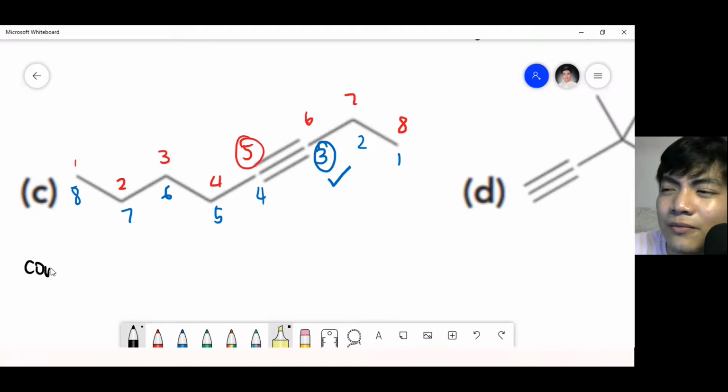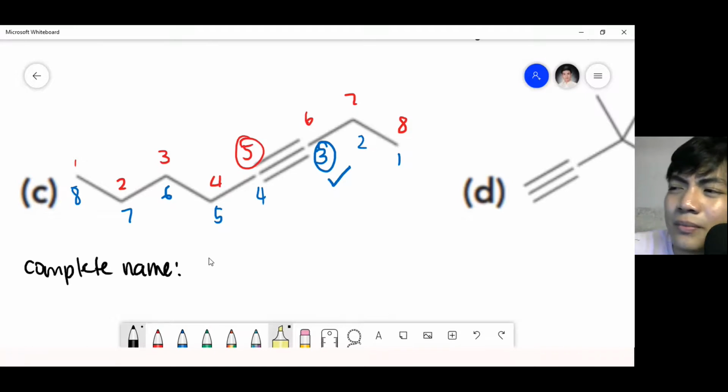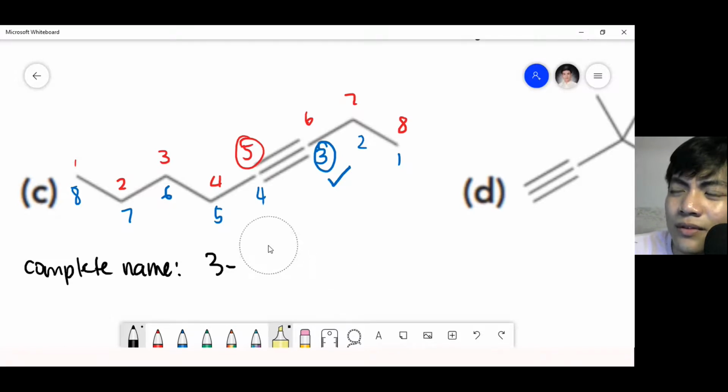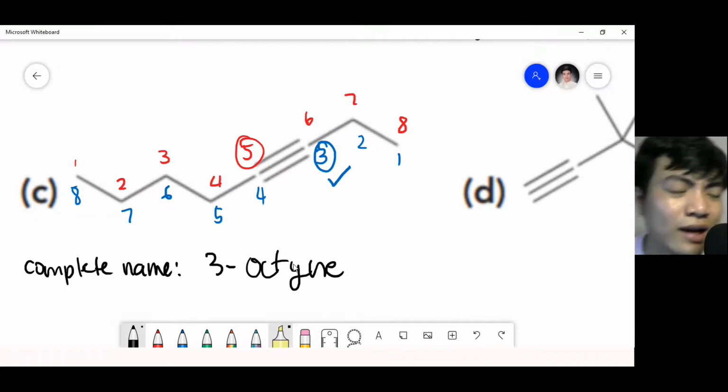So the complete name for this one is simply 3-octyne, okay? So again, -yne, no? Diba, -ane kapag alkane, -ene kapag alkene, but since we have a triple bond, we will use the -yne. So 3-octyne, meaning that the triple bond started at carbon number 3.